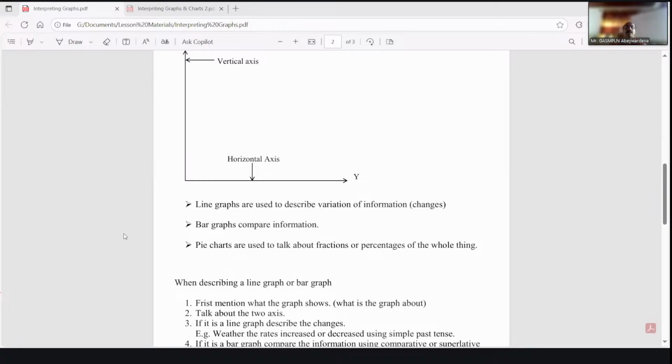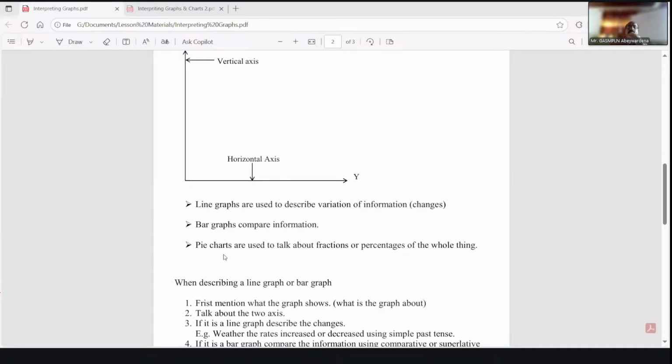In summary, line graphs are used to describe variation of information, changes. Here we have many changes. Changes may appear of 4 types: increases, decreases, remain constant, or fluctuation.